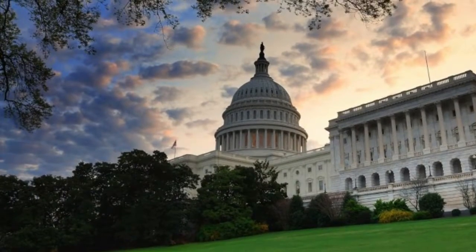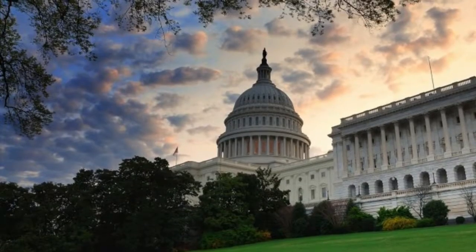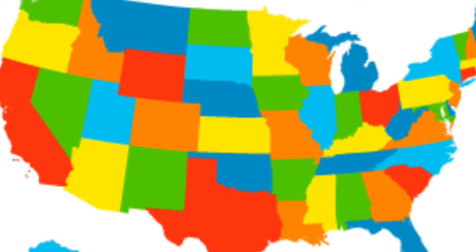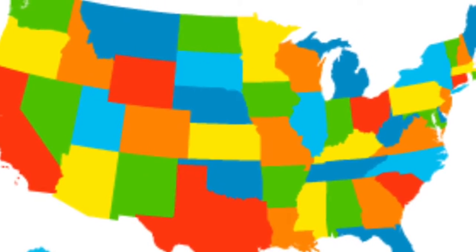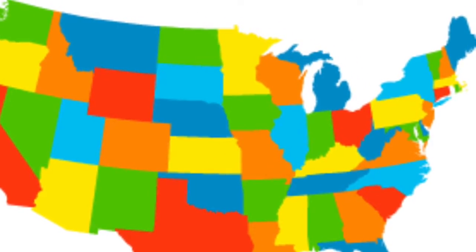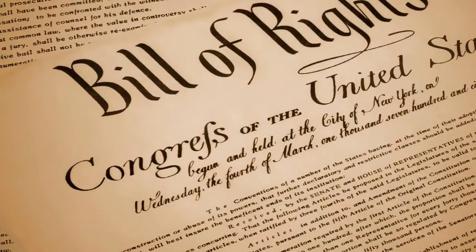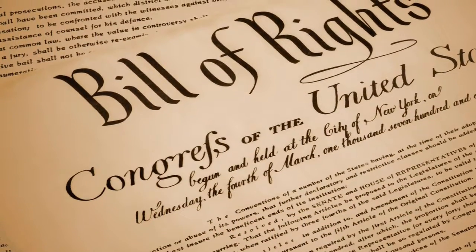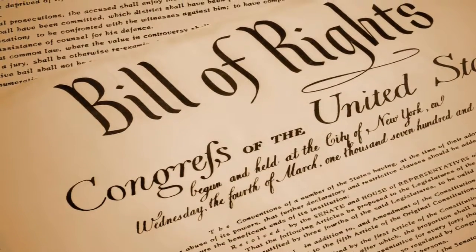Delegated powers, or enumerated powers, are those powers specifically assigned to the federal government. Reserved powers are all the powers not specifically delegated to the federal government, which are to be reserved for the state governments. The 10th Amendment put reserved powers of the state in place in 1791.